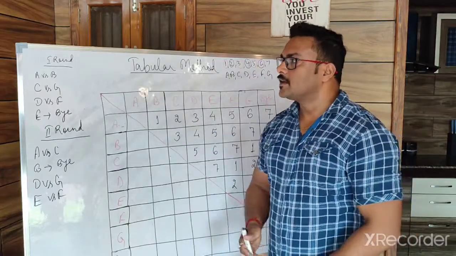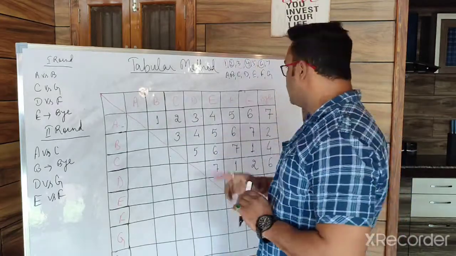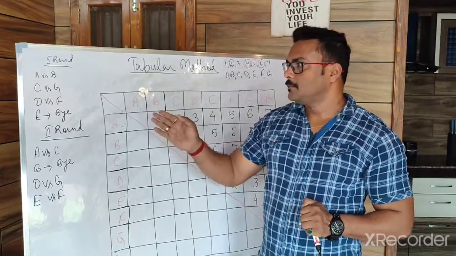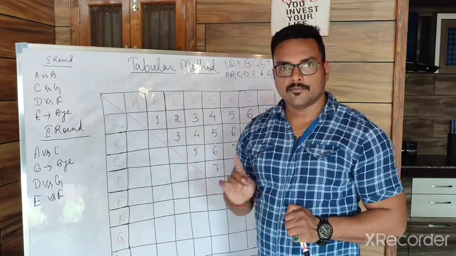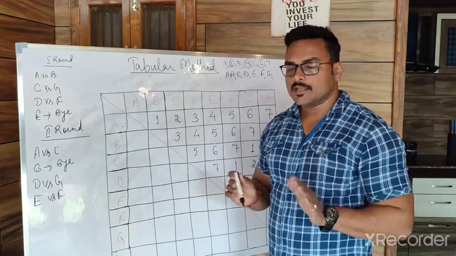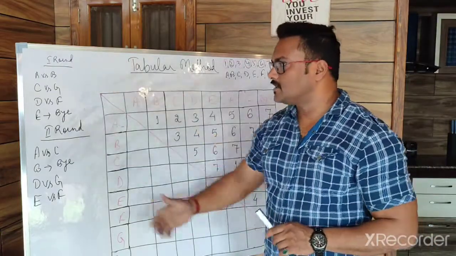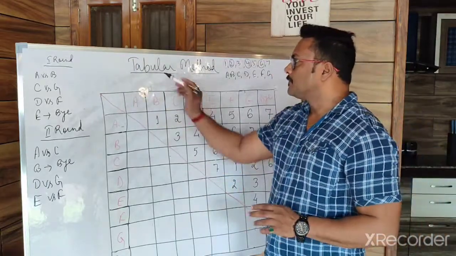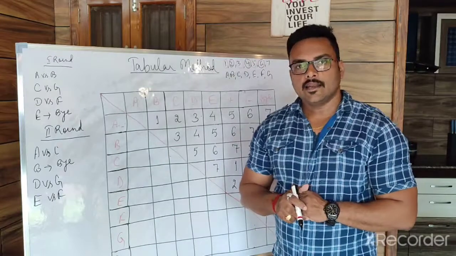We will calculate the rounds. There will be 7 rounds. Each team will get 1 bye, which means any one team will get a bye in 1 round, and all together all will be playing matches with each other. So this is the way we arrange the teams in the tabular method in a league fixture.